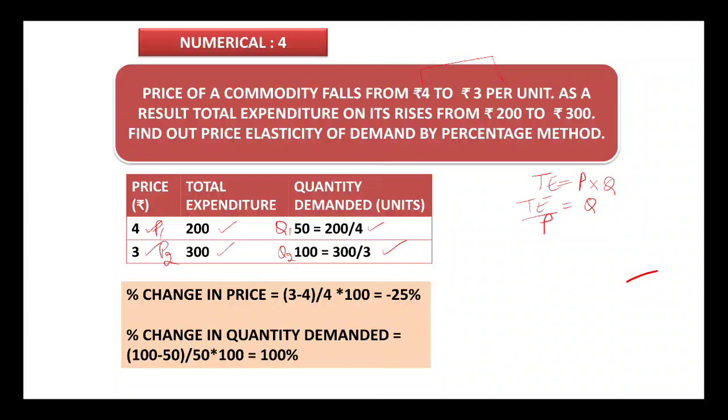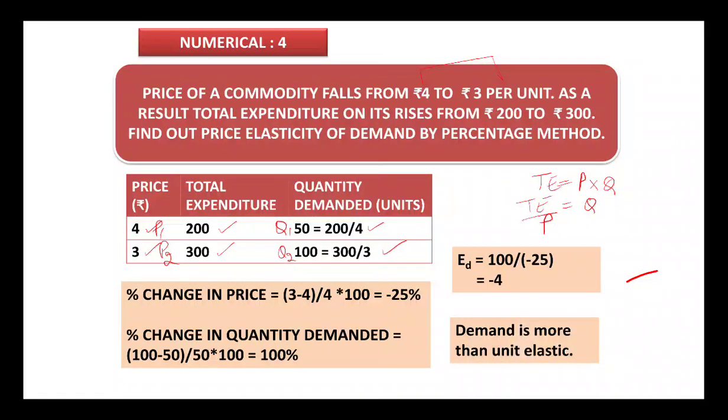And you got that the percentage change in the price is minus 25%. Percentage change in the quantity demanded is 100%. So what will be the elasticity? 100 divided by minus 25, which is a minus 4. Therefore the demand is more elastic. So it is very, very important.